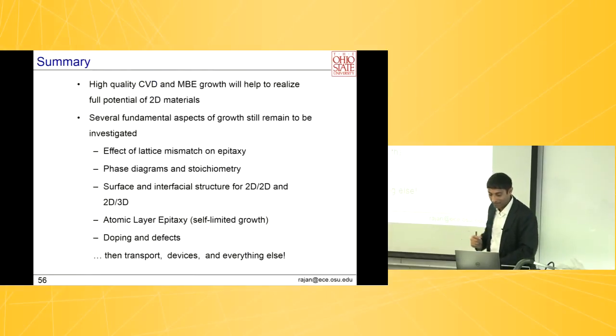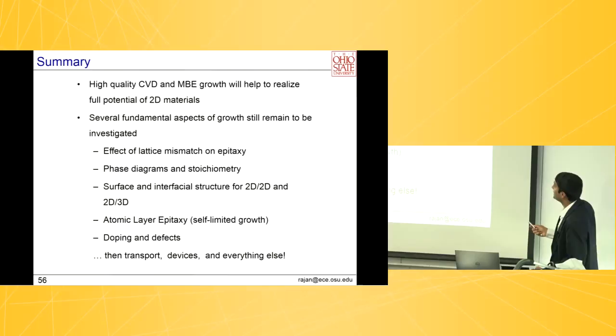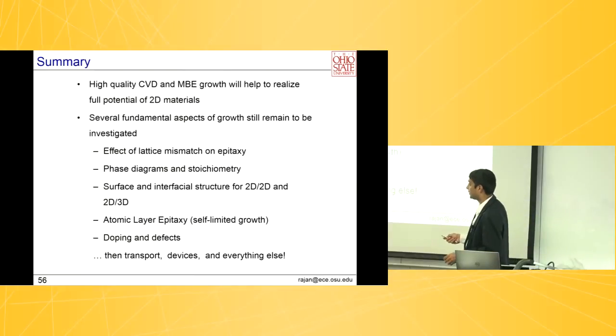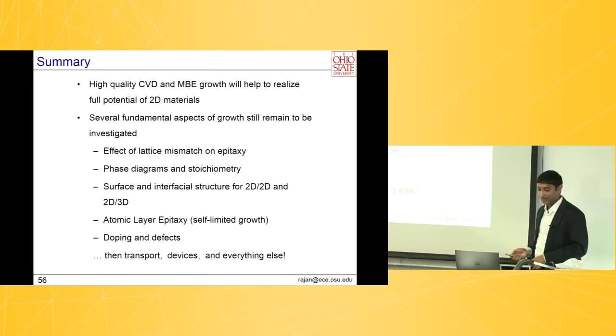So I'm going to stop with a summary. I think high quality growth is very important. It's probably one of the most important problems right now. But there are so many interesting problems, fundamental problems, and also technological problems we have to solve, ranging from understanding lattice mismatch, phase diagrams, all the way to doping and defects. And once we do all this, we can probably make really good devices. So with that, I'll stop and take any questions. Thanks.